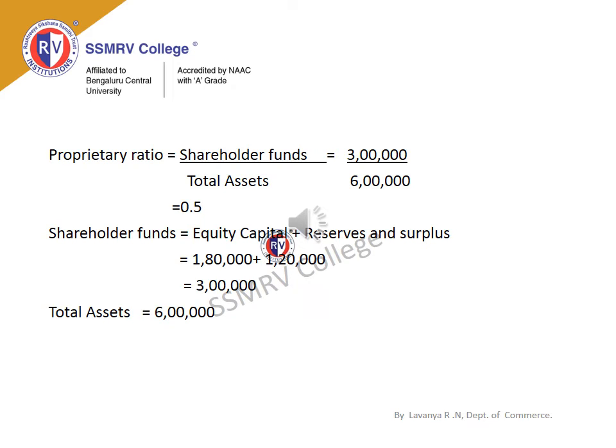This ratio will be determined to calculate the financial strength of the business, and it is calculated by using the following formula. Proprietary ratio equals shareholder fund by total assets. Identify the total assets and shareholder funds from the balance sheet. Total assets employed in the business is 6 lakhs. Shareholder fund is 3 lakhs. Substitute the information in the given formula. Simplify it. Then the proprietary ratio is 0.5.